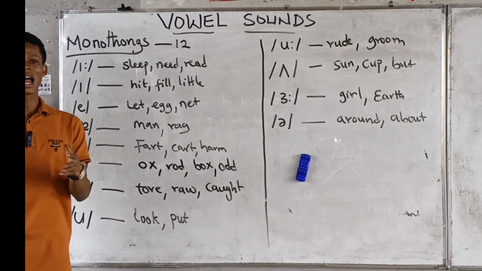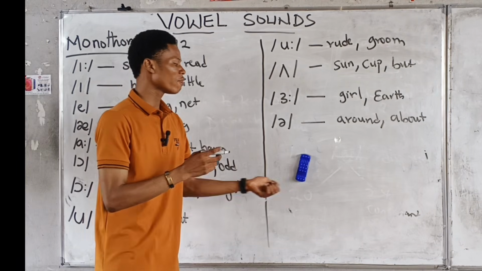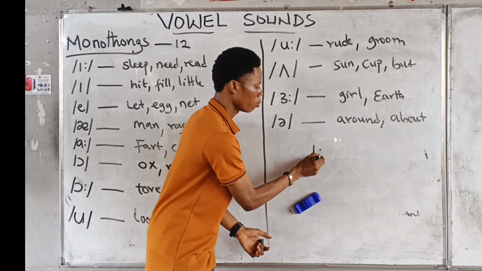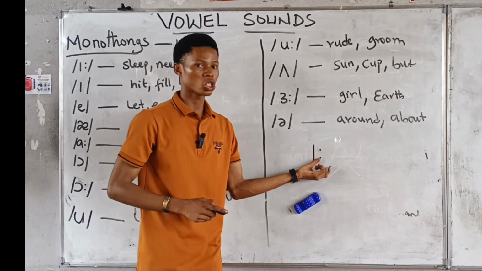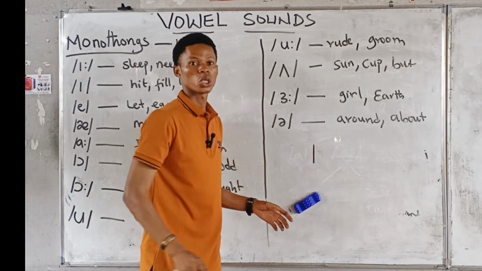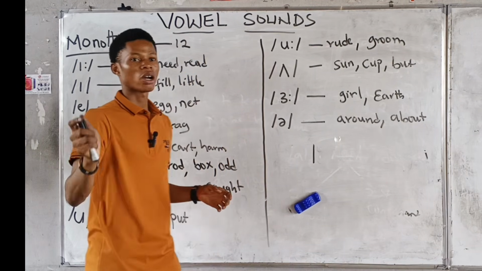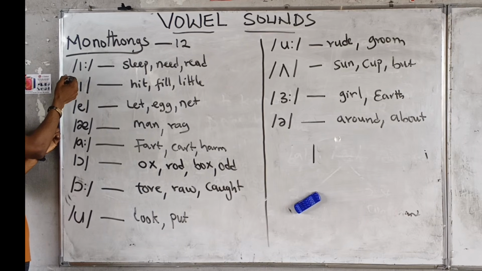And some monophthongs are long vowels while some are short. Anytime you see any vowel sound written with colon by the side, it means it is what? Long. So this is used to show long vowel sounds. And if there is no colon, it is what? Short. Now take note that vowel sounds are always written between 2 forward slashes.